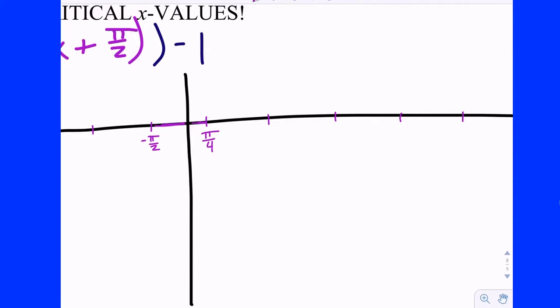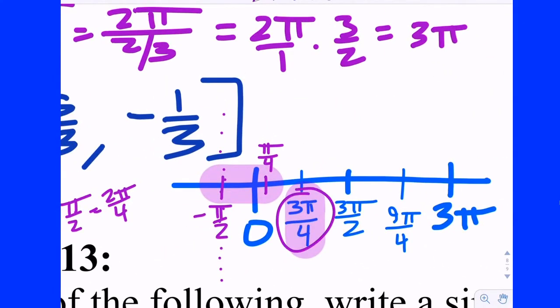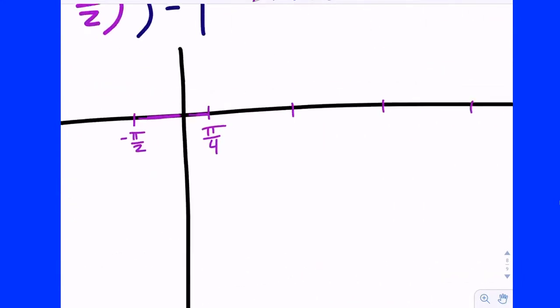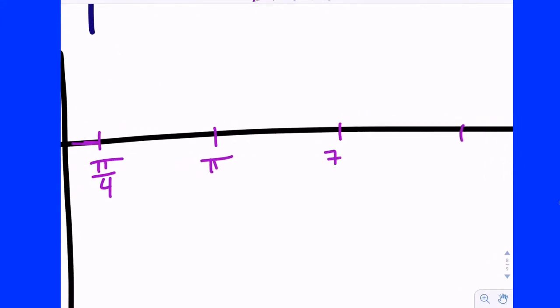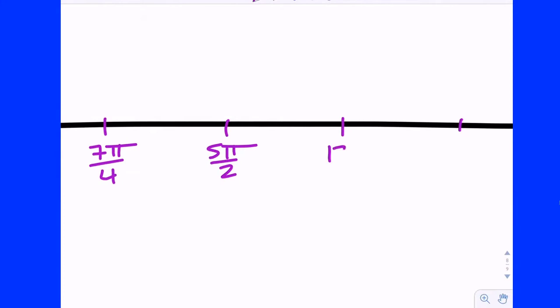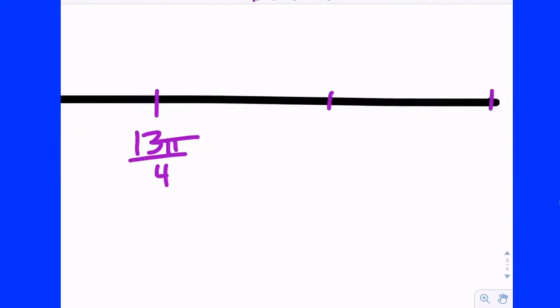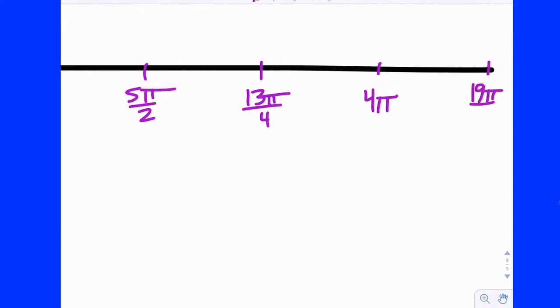Now it's time to label them. How far apart are all these critical values? Well, they're a fourth of the period, so they're 3 pi fourths away. So now all you got to do is go through and label them. 1 pi fourths plus 3 becomes 4 pi fourths, which is pi. 4 plus 3 is 7 pi fourths. And then you get 10 pi fourths, which simplifies to 5 pi halves. And then 13 pi fourths. And then 16 pi fourths, which simplifies to 4 pi. And then 19 pi fourths, so on and so forth.